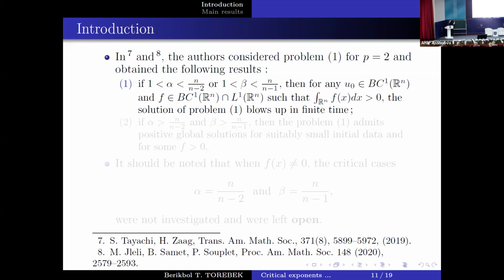First one, if alpha between this, beta can be any number, then T is finite. Or beta between this range for any alpha, also T is bounded. They will also blow up.